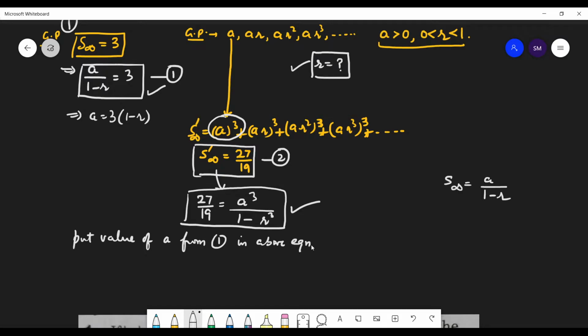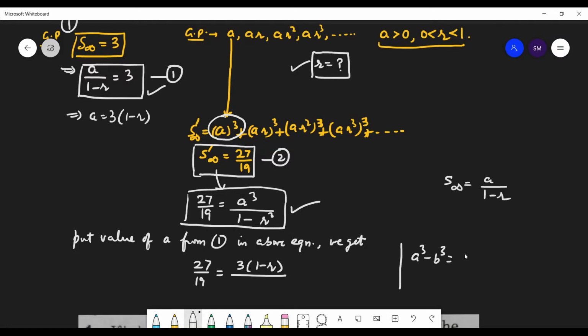Okay. So we get, what do we get, students? 27 upon 19 is equal to 3 into 1 minus r. I am not multiplying it, students, because I know that here it is 1 minus r cube. So what is the formula for a cube minus b cube? Yes. What is the formula for a cube minus b cube?